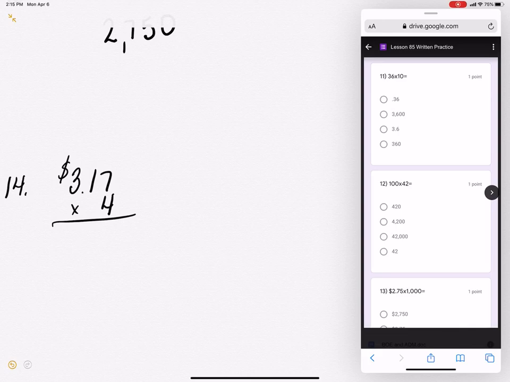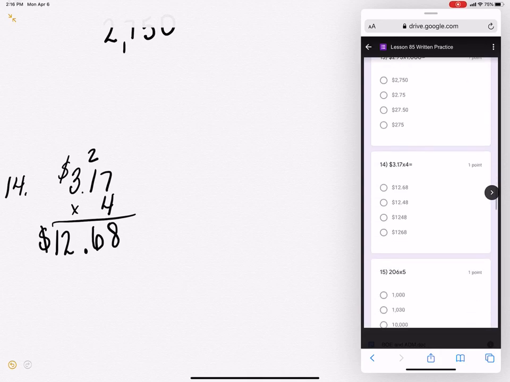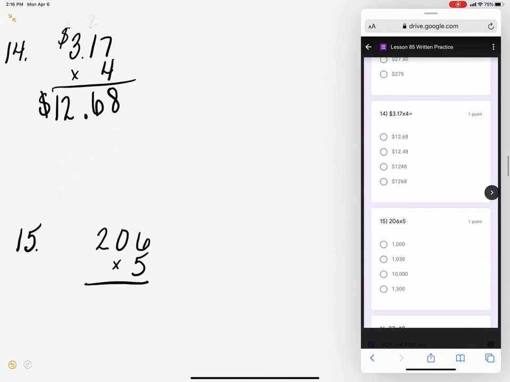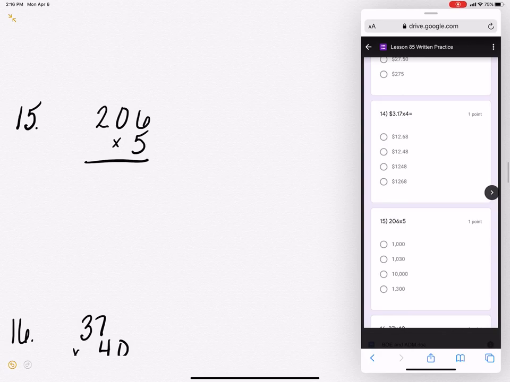14, $3.17 times 4. 7 times 4 is 28. 4 times 1 is 4. Plus 2 is 6. Bring down your decimal. 3 times 4 is 12. Make sure you have a dollar sign. Number 14 is $12.68. Make sure you have your decimal.